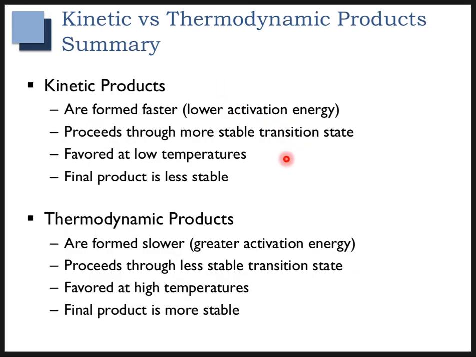Kinetic products are going to be favored at lower temperatures. Typically what you see is that if you add heat, you're going to get a thermodynamic product. And then if you run a reaction at room temperature or possibly even lower, you're more likely to get a kinetic product. And then of course with the kinetic products, we mentioned that the final product is less stable, whereas with thermodynamic products, the final product is going to be more energetically stable.